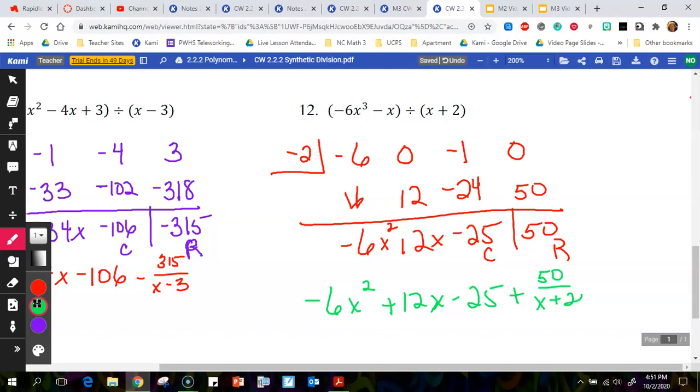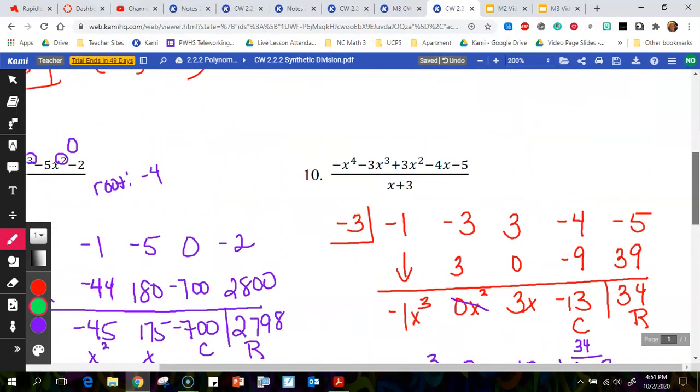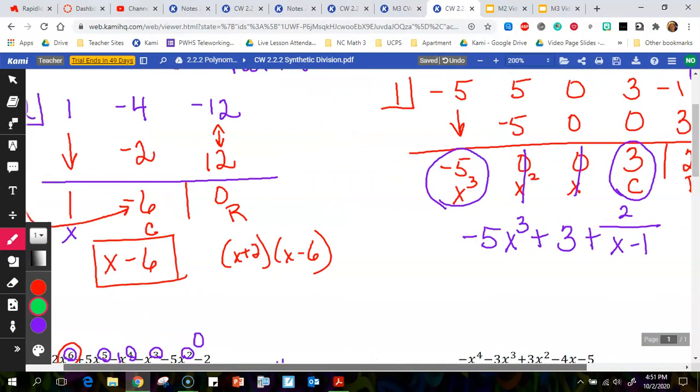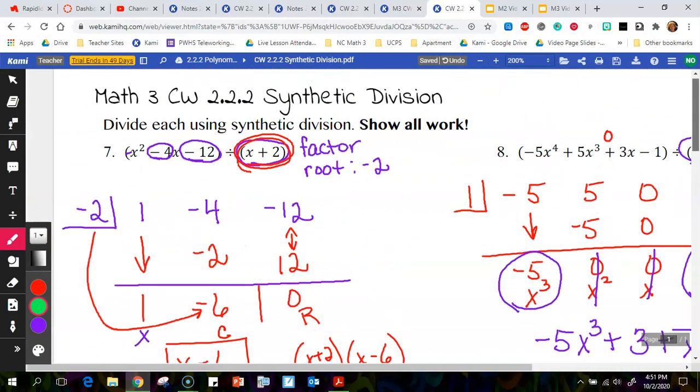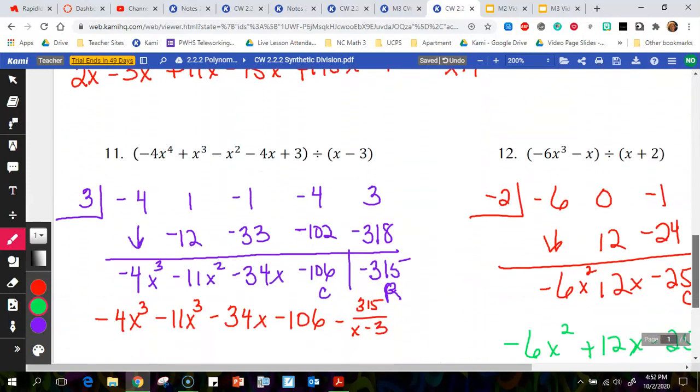So x plus 2 is not a factor of negative 6x cubed minus x. The only one we had that was a yes, that was a factor, was the first one. Was that the first one? Yeah. So our first one worked out to where there was a 0 remainder. That is the only one that actually was a factor of the dividend.